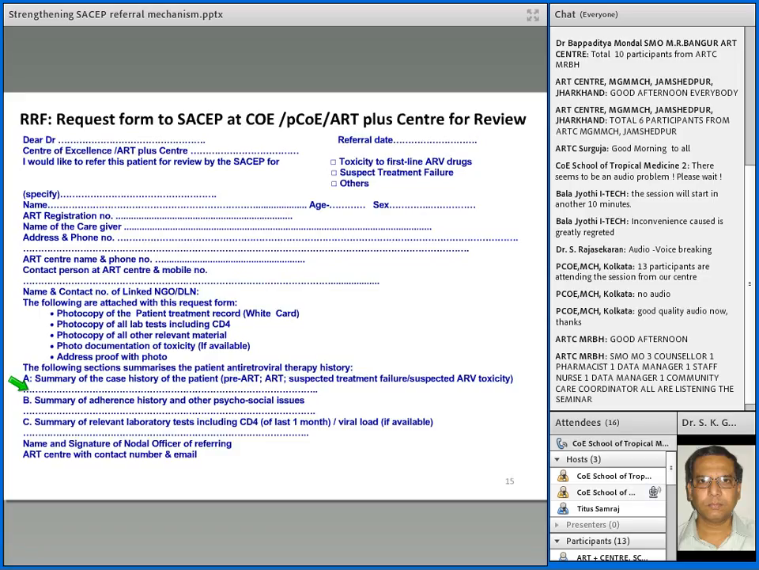This is also very important. Unless the patient has appropriate adherence, there is no point in sending the referral for a suspected treatment failure. We'll come to that later on, but a summary of adherence has to be there. And similarly, a summary of all relevant lab tests, including CD4. But the key word in this line is that the CD4 count at the point when you send the referral should be within a month. If the CD4 count was done more than a month ago, it has to be repeated before you send the referral. Otherwise, it becomes very difficult to give an appointment for the SACEP referrals.